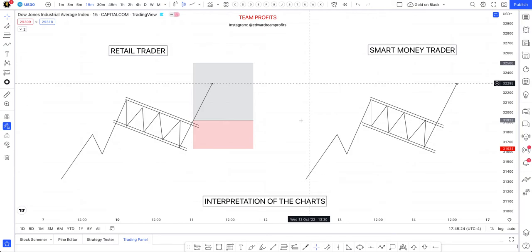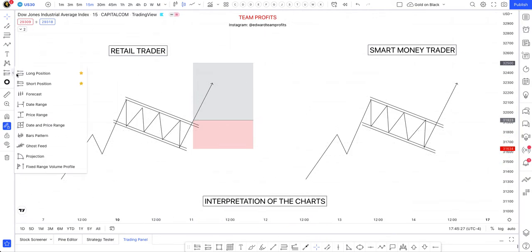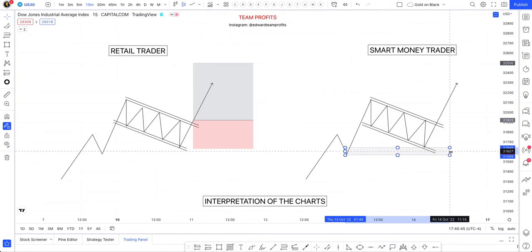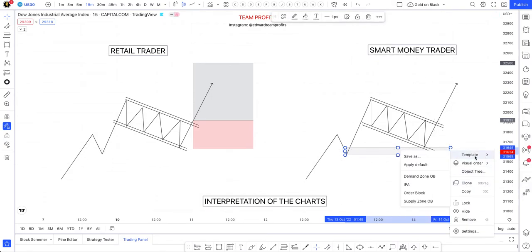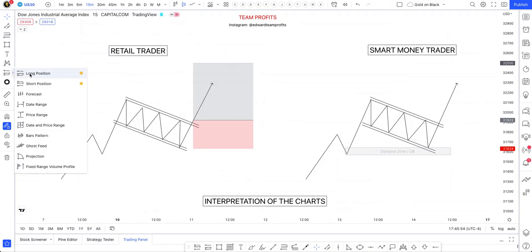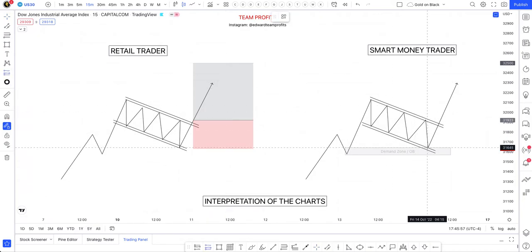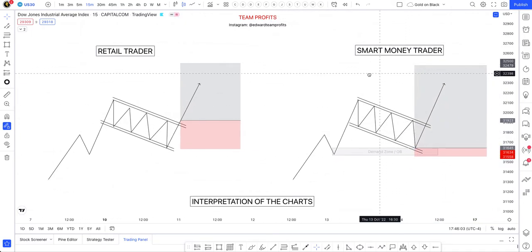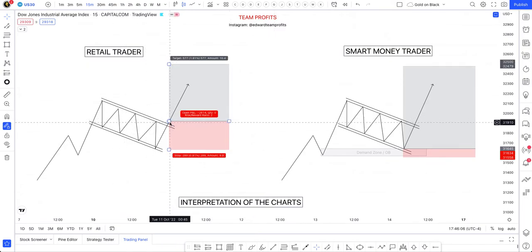Now, on the other interpretation of the chart, a smart money trader will actually wait a bit more, and they will look in the past to see if there is a potential order block. I'm gonna draw it right here. There's an order block right here, most likely. And a smart money trader is just waiting patiently for the market to actually touch the order block before buying. So look at the big difference right here. Normally, a smart money trader will wait for the market to hit that and then go higher, right? And a retail trader will actually enter on the breakout.